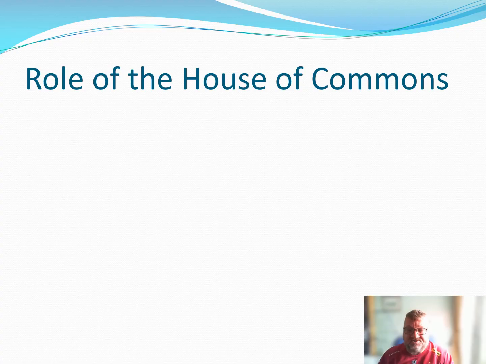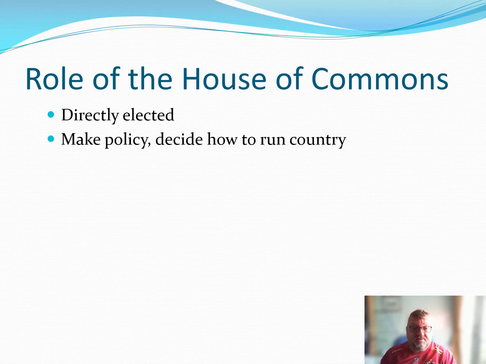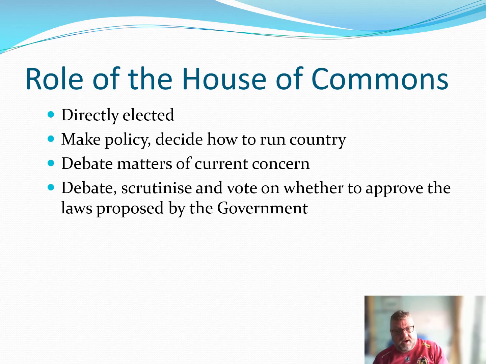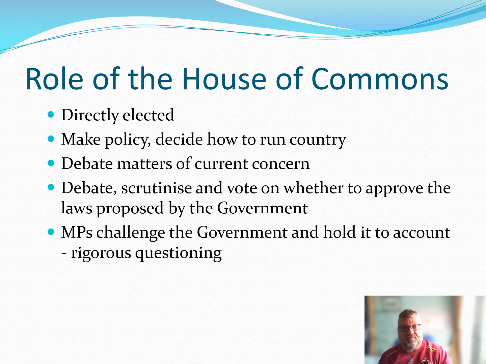So what's the role of the House of Commons? Well, we know they're directly elected, but what they're supposed to do is make policy, which then decides how the country is run. They debate matters of current concern. At the time of recording this, it's the cost of living crisis, energy, war in Ukraine, etc. They will then debate, look really carefully at things, scrutinise them, and vote on whether to approve the laws that the government has proposed. And that's where we're coming at it from in this presentation for your Criminology Level 3 qualification.